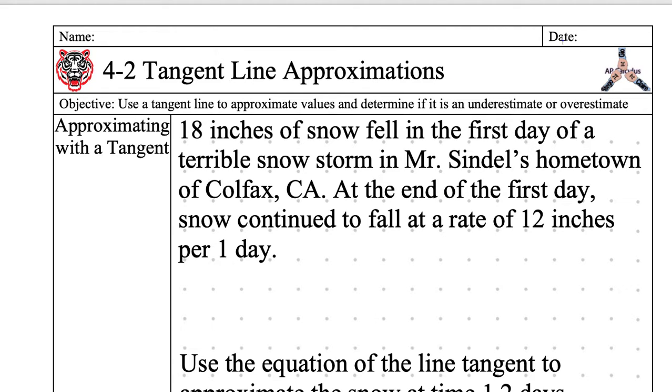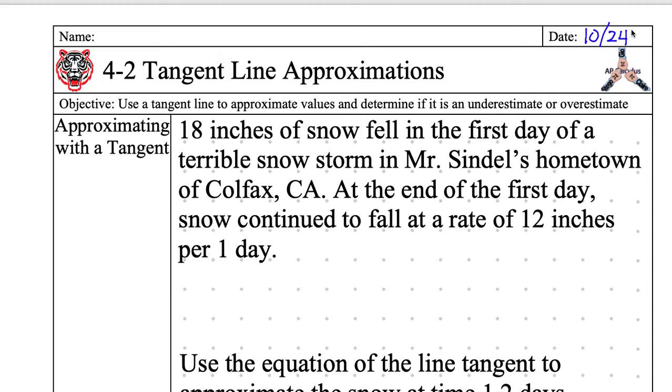All right, we are in AP Calculus. Today's date is Thursday, October 24th, 2019. We are talking about tangent line approximations. Objective, someone read it. Use a tangent line to approximate values and determine if it is an underestimate or overestimate.